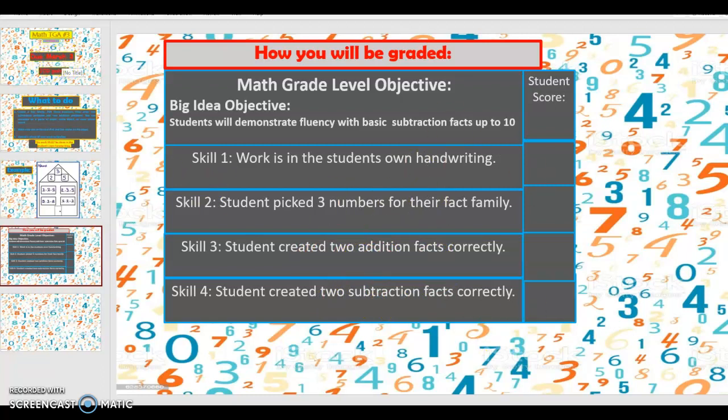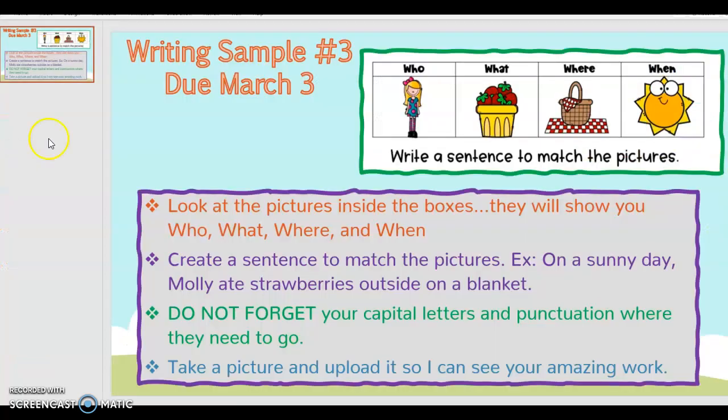All right, so then your next one is going to be this one. This is a writing sample. This is due March 3rd. This one is worth 50 points. And so when you get there, you're going to see these pictures. This is your who, your what, your where, and your when. And all you're going to do is write a sentence to match these pictures, okay?